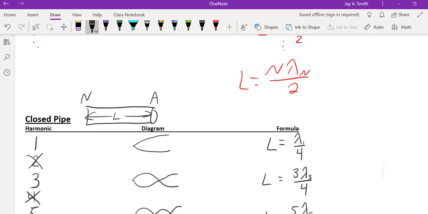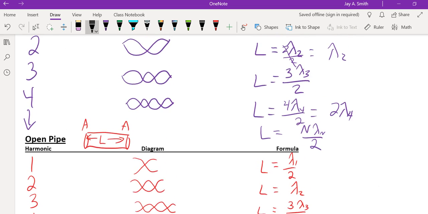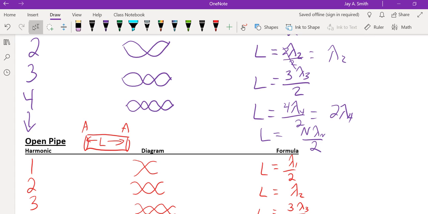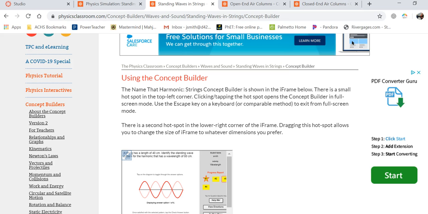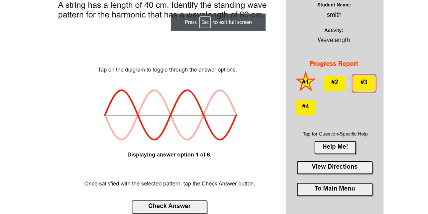So you want to have this chart, know how to use this chart, draw the diagrams, use the formulas, because that's going to be really helpful in the problems. Now, let's take a look at the concept builder. I've asked you to do some of the concept builders, and let's see if we can get this to kind of show you what's going to happen here.